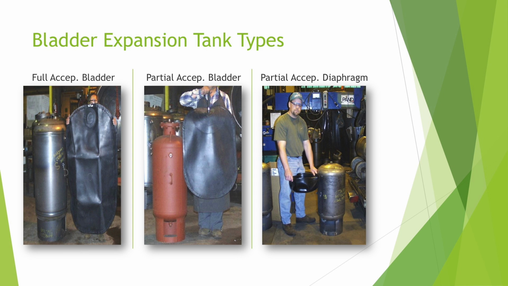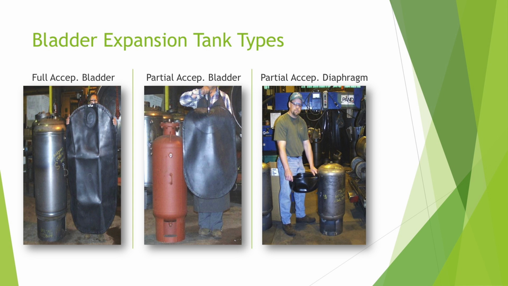All right. Now, the tank in the middle is also a bladder style tank, but it's what's known as a partial acceptance bladder. And that particular tank is also replaceable. But if it was a 100-gallon tank, the bladder might be 60 gallons, say. So it's somewhat less than the full size of the tank. That makes the tank a little bit less expensive, but it also makes it somewhat more possible that that bladder might get over-accepted and rupture. So there's an advantage to the full acceptance bladder style tanks.